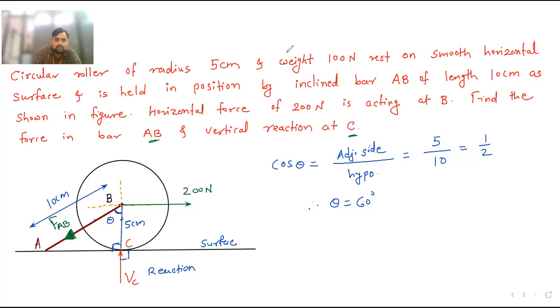Now we can resolve FAB. I will draw one component parallel to X, and another component parallel to Y. It will be drawn like this because your main force should come between the two components. That is why we need to draw it like this.